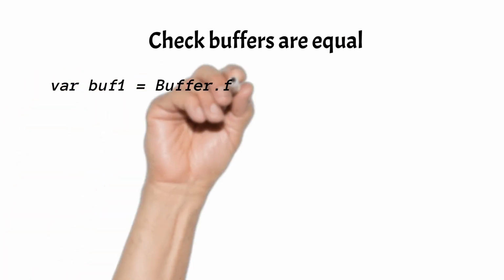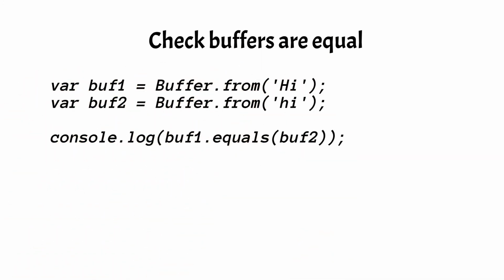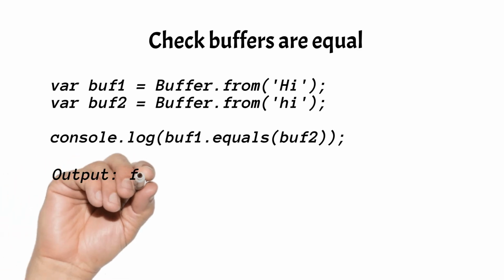We can also check whether two buffers are the same or not with the equals method. And it will return true or false.